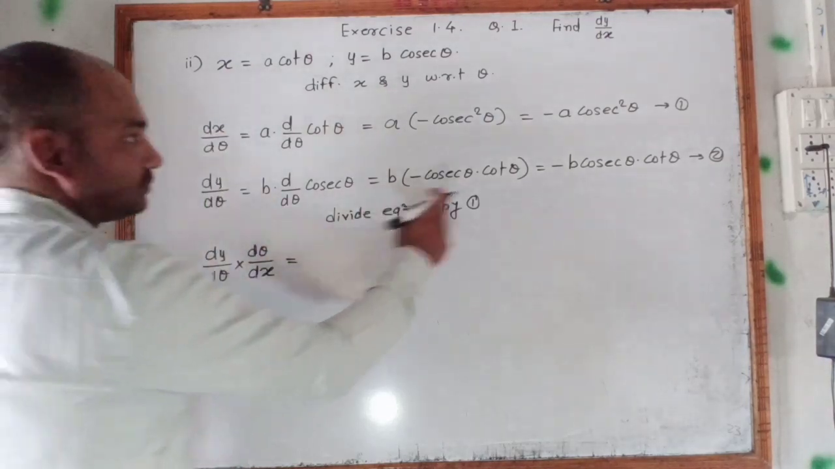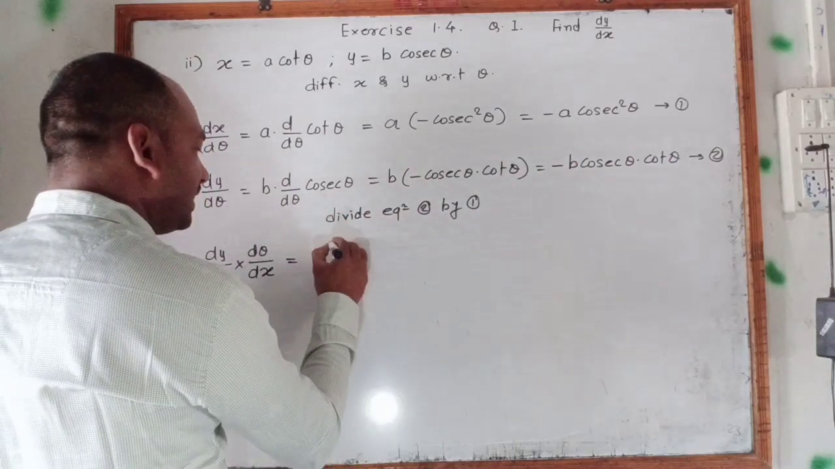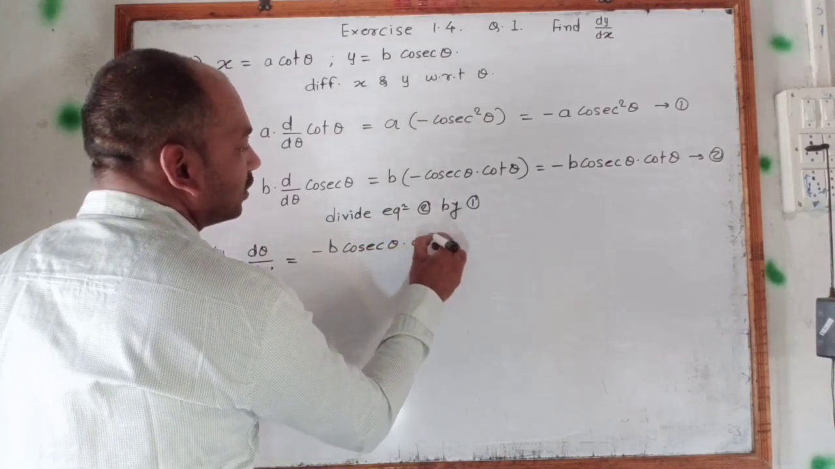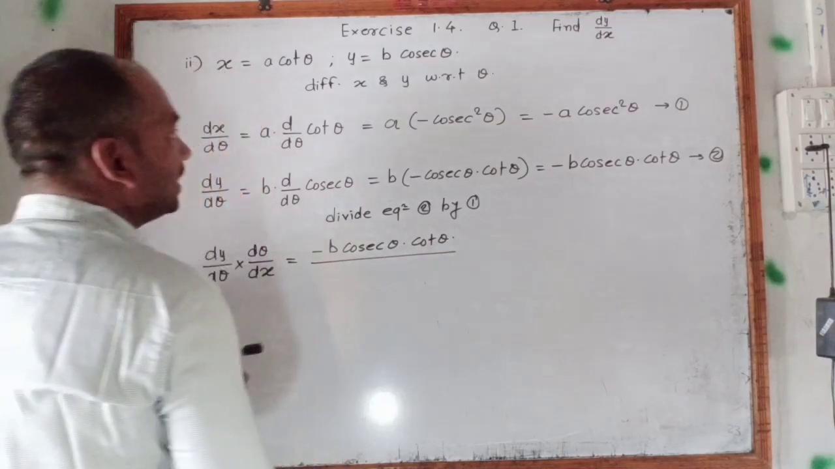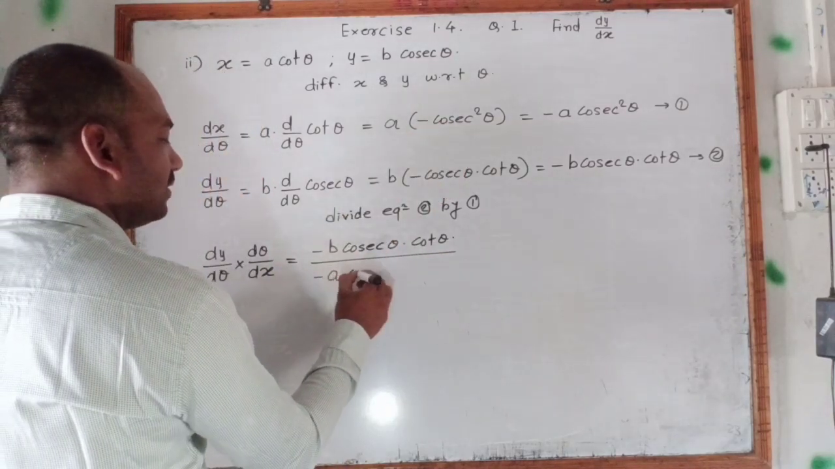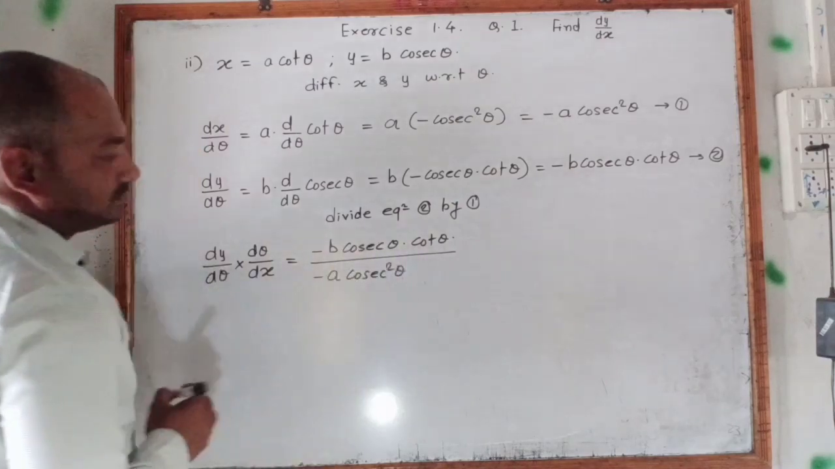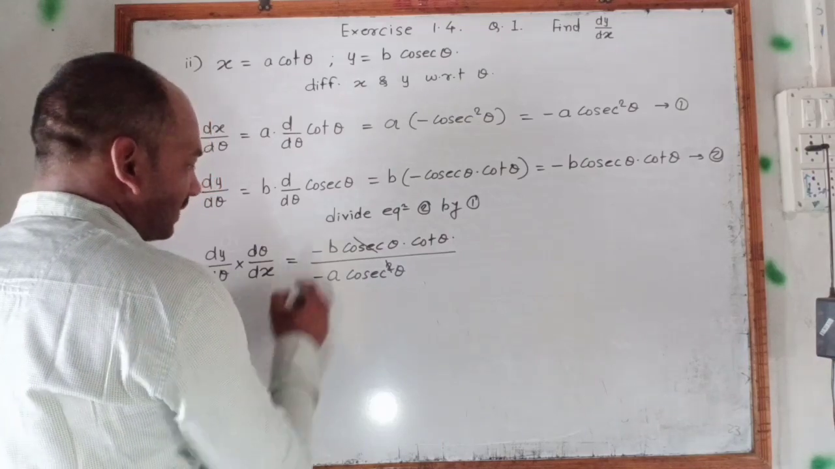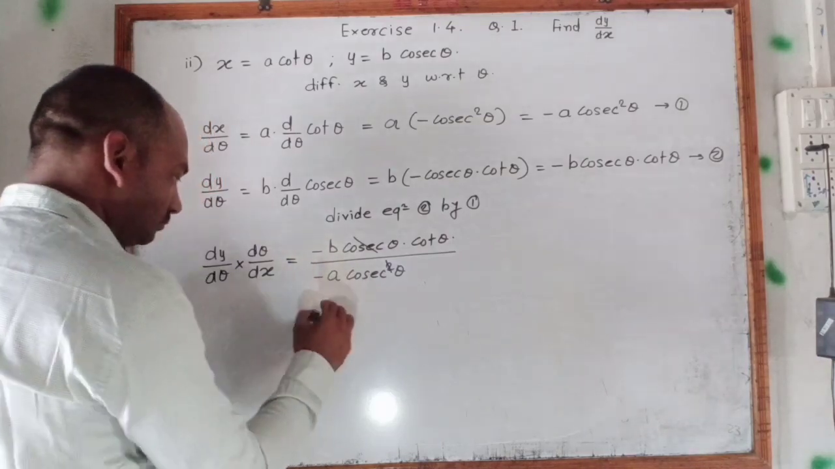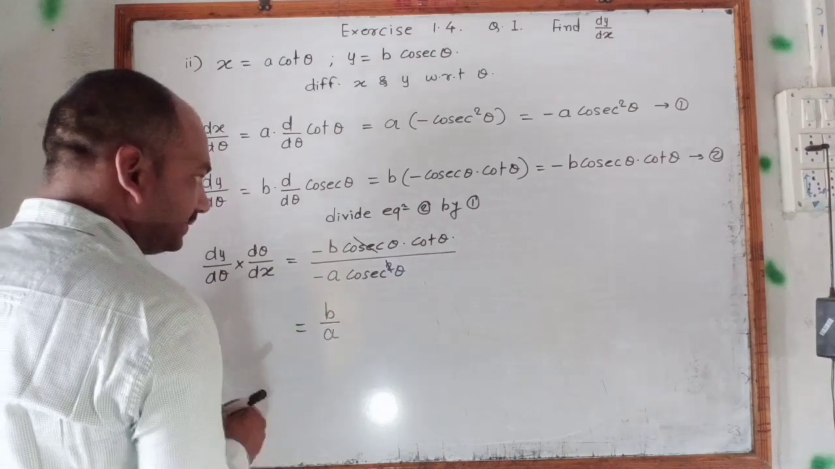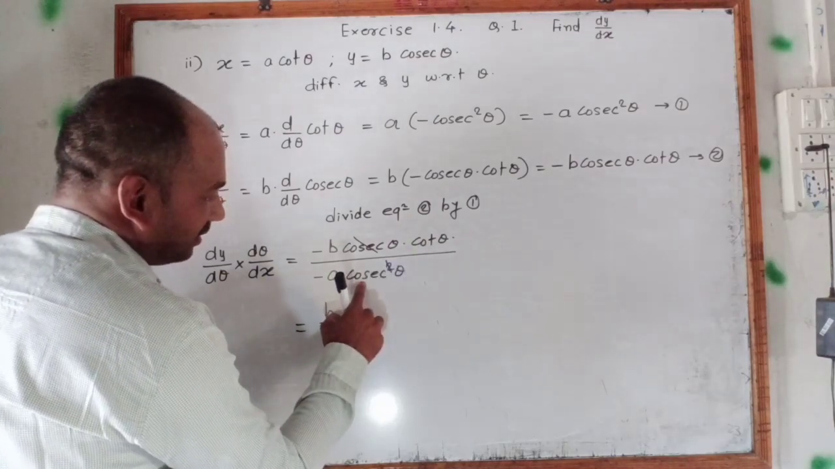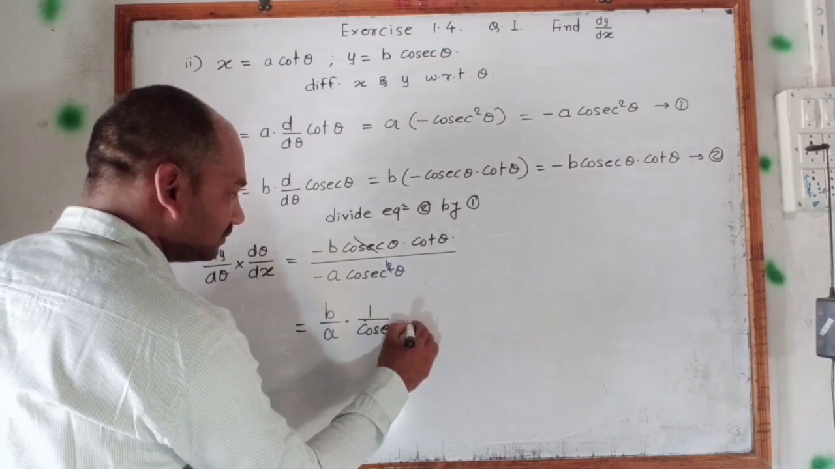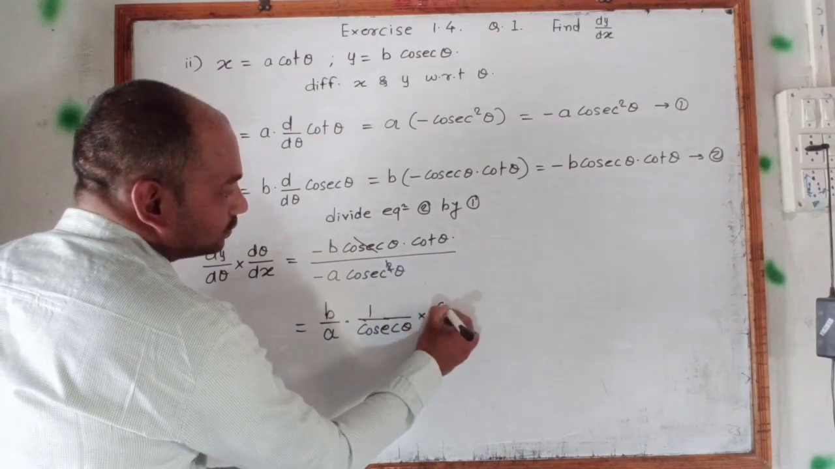So that is equal to minus b cosec theta into cot theta divided by minus a cosec square theta. Finally this cosec cancels with the square, minus minus becomes plus, so b upon a, and here we remain with 1 upon cosec theta into cot theta.